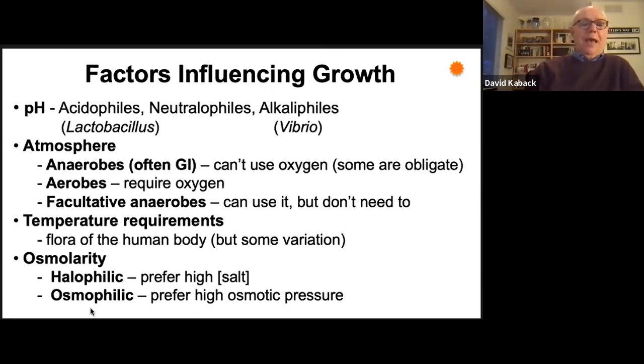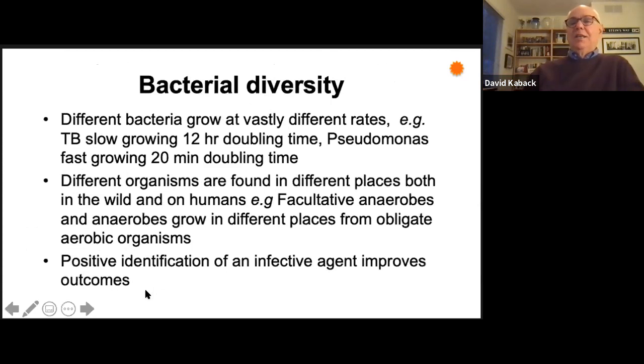So we'll hear much more about that later. Osmolarity, we have organisms that like salt and others that require an absolutely solid osmotic pressure. So bacterial diversity is a very important aspect of where, when, and how often different organisms grow, and in different parts of the biosphere, and an important part of bacteriology. And as I mentioned, mycobacteria has a slow bacteria growing time. This causes TB.